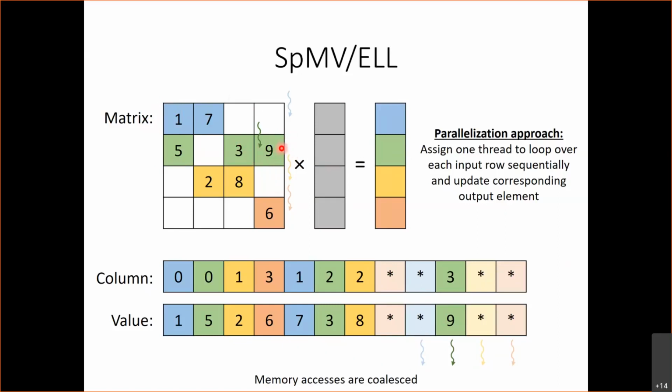So what about accessibility? What does ELL make easy to access and hard to access? So remember, with COO, given a non-zero, it was easy to find the row index and the column index. With CSR, given a row, it was easy to find the non-zeros for that row. What about ELL? So with ELL, given a row, can we find the non-zeros of that row? Well, yes, we can, right? Because we can just stride over the number of rows every time to find the next non-zero for the row.